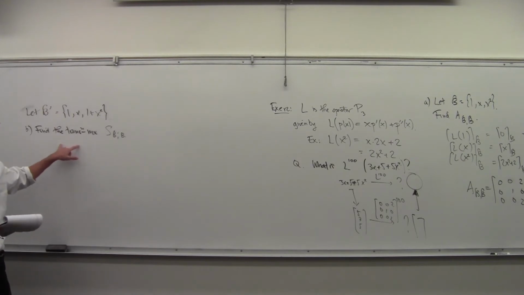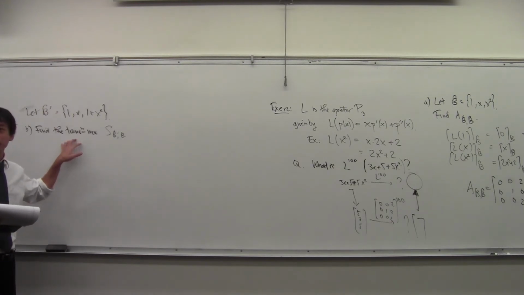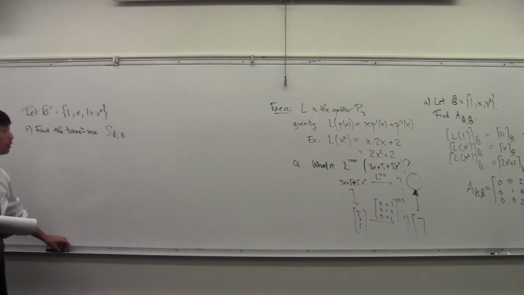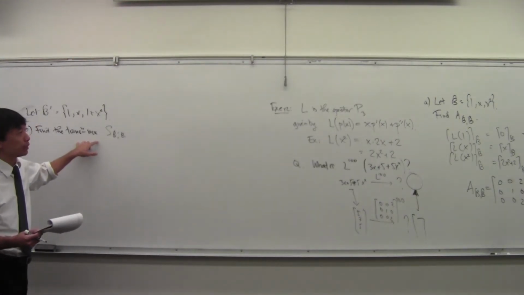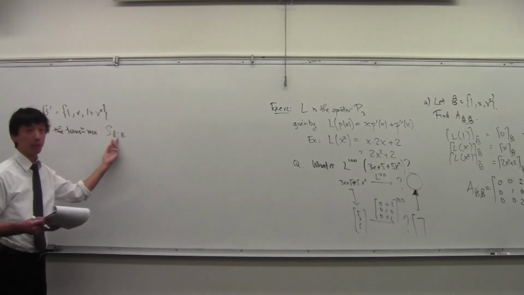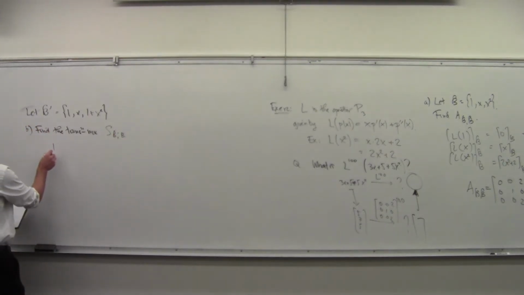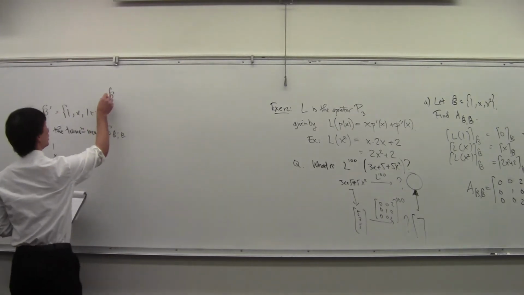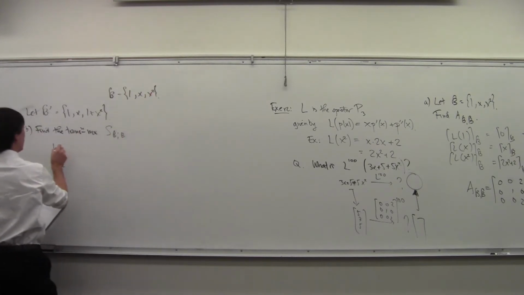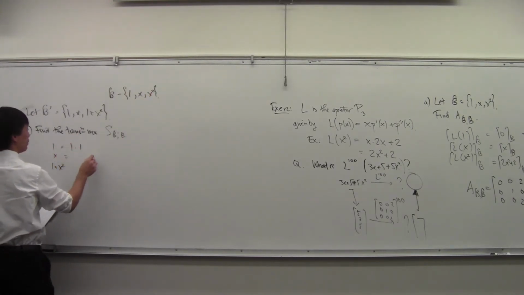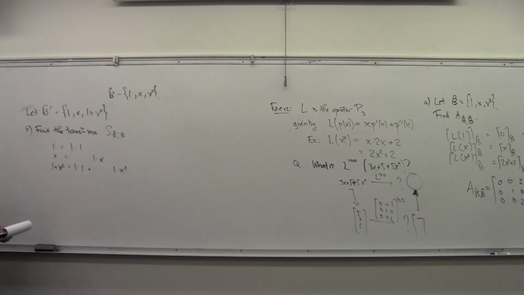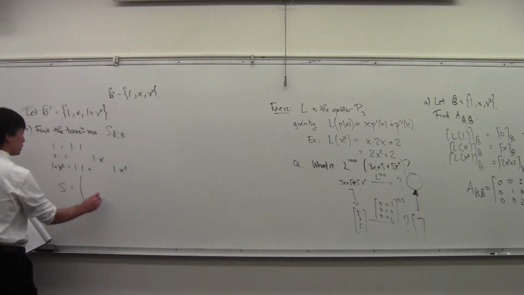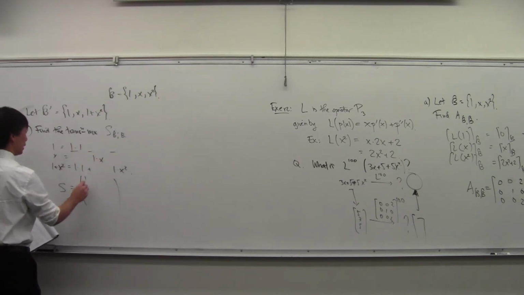Okay. So, somebody tell me how you do it. How do you find the transition matrix? Remember how to get the transition matrix. You take the elements of your basis and express them in terms of the elements of your second basis, right? So we have 1, x, 1 plus x squared. We express them in terms of 1, x, x squared. Well, this is just 1 of 1. This is, of course, 1 x. And this is 1 and 1 x squared, right? So you do that, and then for your transition matrix, you use these coefficients as the columns.